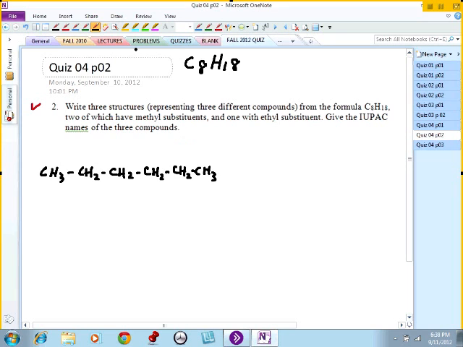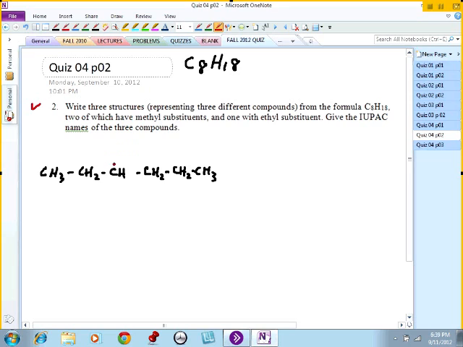Okay, so that is the base name. Then you could actually come up with all kinds of structures for this. There's no particular answer to this, as long as you obey the valence rule and the octet rule. So my answer may not be the same as yours.